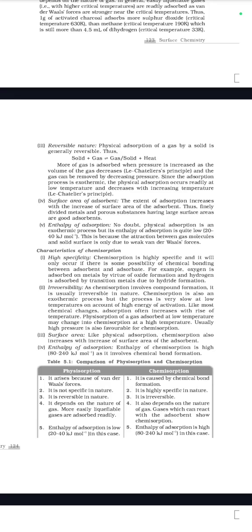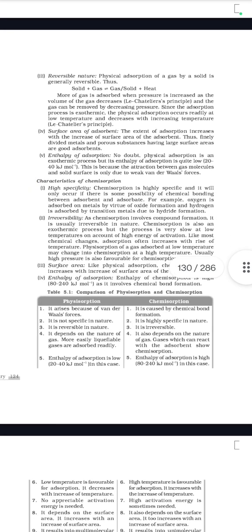Second, reversible nature. Physical adsorption of gas by solid is generally reversible. Thus, solid plus gas is in equilibrium with solid-gas plus heat. More gas is adsorbed when pressure is increased as the volume of gas decreases, by Le Chatelier's principle, and the gas can be removed by decreasing pressure. Since the adsorption process is exothermic, physical adsorption occurs readily at low temperature and decreases with increasing temperature, again by Le Chatelier's principle.